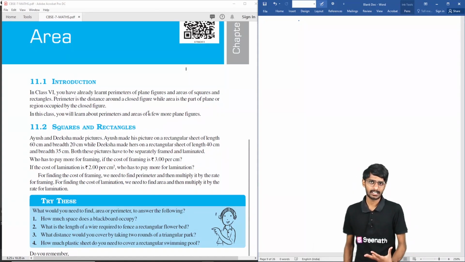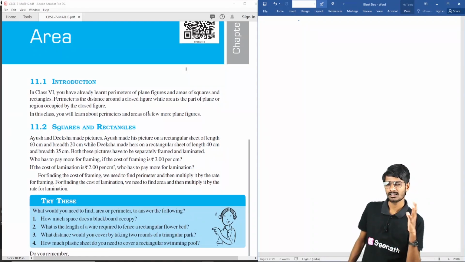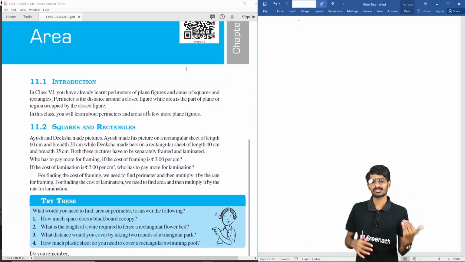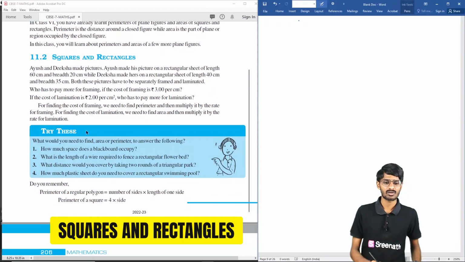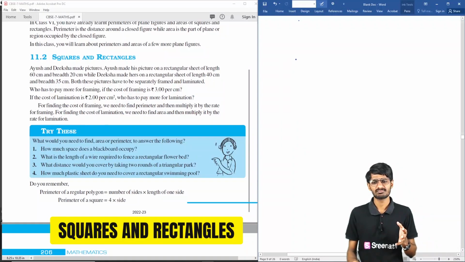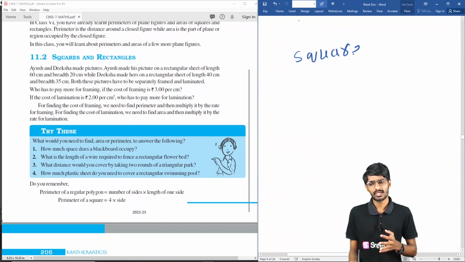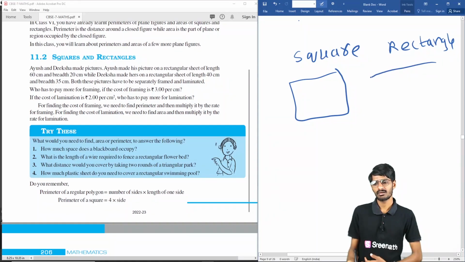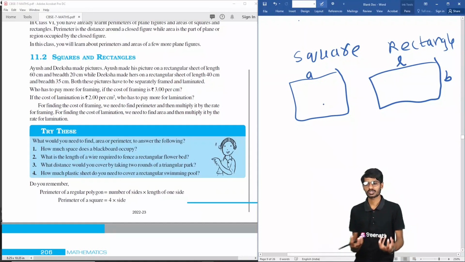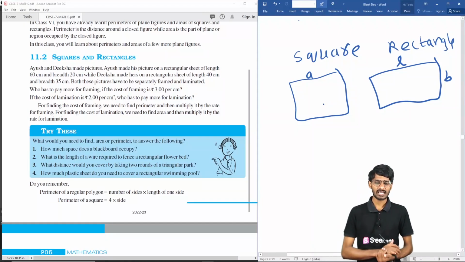The triangle we will study here, but the area of the rectangle and square we discussed in the previous class, the 6th class, in the chapter mensuration. So in the 7th class, we are going to study some more topics here. Squares and rectangles. What is a square? A square has all sides equal. And what about the rectangle? In a rectangle, opposite sides are equal. The longest side is called the length and the shortest side is called the breadth. In the square, all sides are equal. This is the information we have about the square and rectangle.